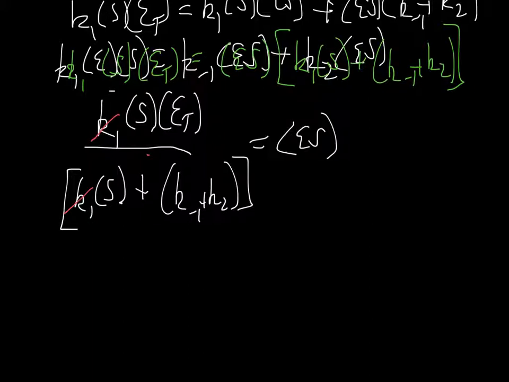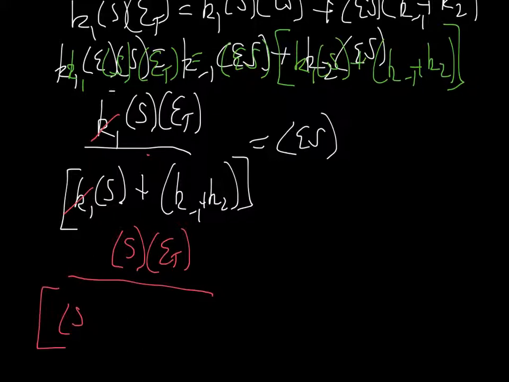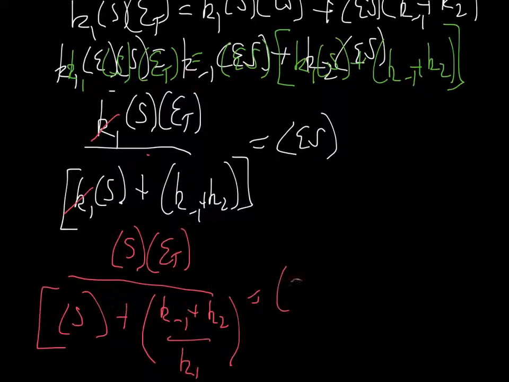And so that means we have the concentration of substrate times the total enzyme concentration is equal to the concentration of substrate plus, and remember, the little k's are constants. We just don't know what those numbers are, but they are numbers. They don't change. So it's k minus 1 plus k2 divided by k1. And all that is equal to ES. Oh, and close bracket.